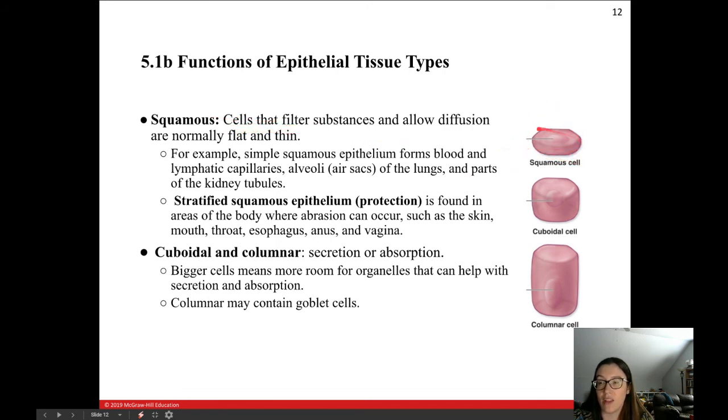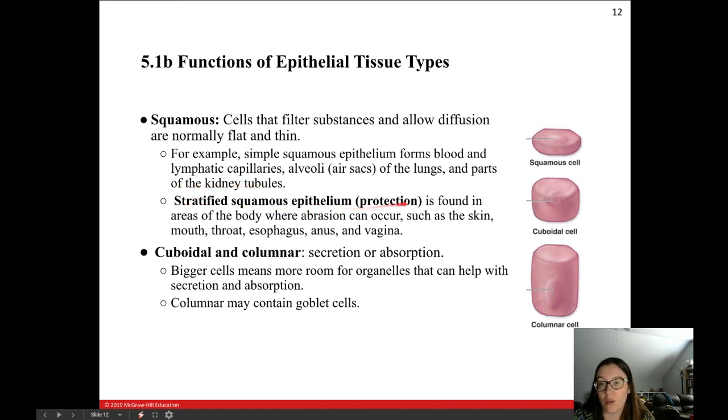And so if we have a simple squamous epithelium, then these are going to be able to filter substances and allow diffusion. They're thin and flat, and they're really good for filtering and diffusion, these simple squamous ones. And so simple squamous epithelium forms the blood and lymphatic capillaries, where we have a lot of diffusion happening between the blood and the tissues. It forms the alveoli, or the air sacs of the lungs, where we have diffusion between the blood and the lungs, and then parts of the kidney tubules too.